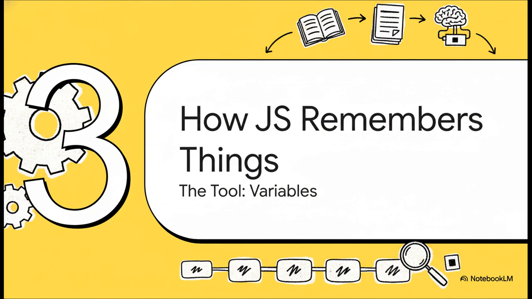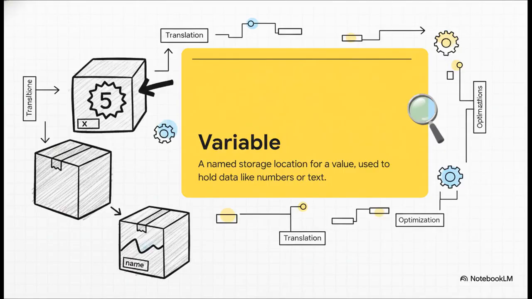Now let's zoom in a bit and look at one of the most fundamental tools a developer uses every single day. The tool that actually lets our programs remember stuff: variables. So what exactly is a variable? Well, at its core, it's really just a named place to store something.